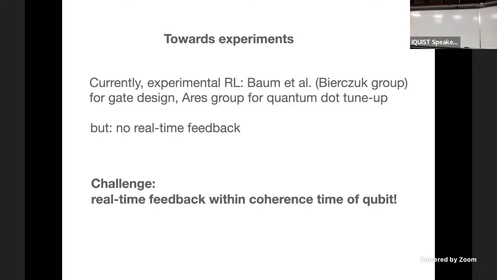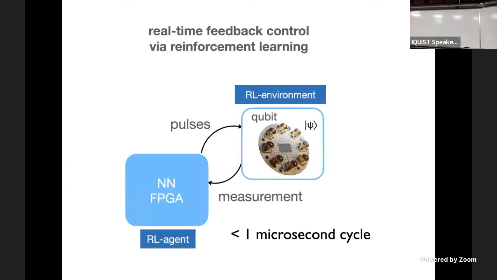If you deal with qubits, especially superconducting qubits, which are relatively fast, then this becomes a challenge because your neural network has to calculate the next action within the coherence time of the qubit. So that's the challenge. And so what we did together with our experimentalist colleagues was to do reinforcement learning of a neural network agent that was really implemented on an FPGA, which is one of those very fast hardware chips.